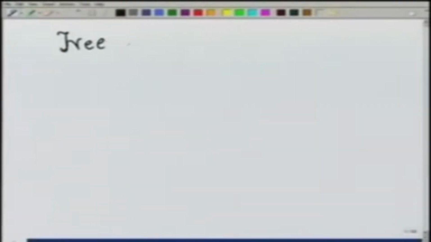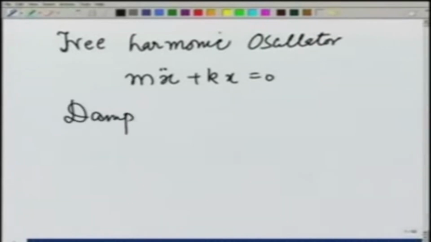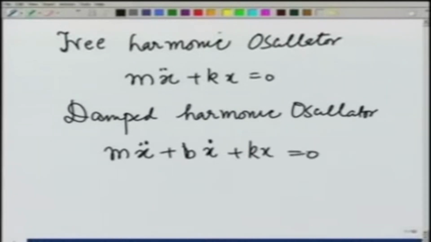In the previous two lectures on the harmonic oscillator, we looked at a free harmonic oscillator for which the equation of motion was m x double dot plus k x equals 0. Then we looked at a damped harmonic oscillator where there was some damping proportional to the velocity, and the equation of motion was like this.